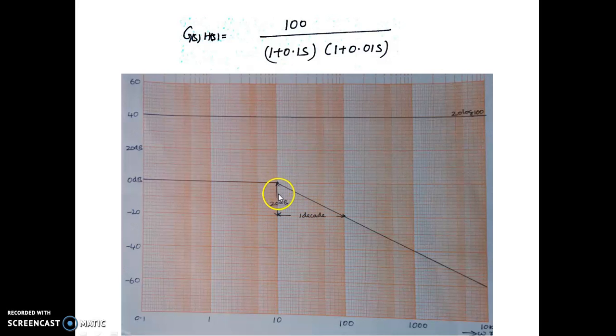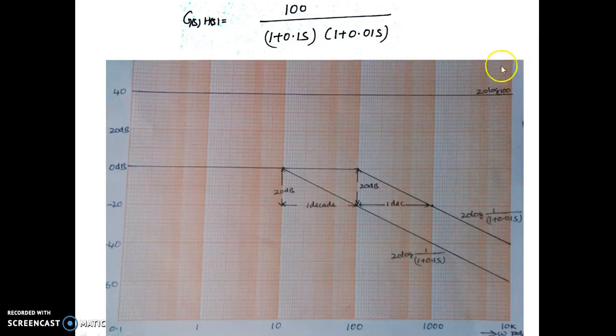So from this point 20 dB down is minus 20 dB, and this is 1 decade. So this slope is minus 20 dB per decade. So this passes through this point and it is extended till the end. So this line now corresponds to 1 over 1 plus 0.1 s. Similarly, let us try to plot the magnitude plot for the third term, that is 1 over 1 plus 0.01 s. Now this is a representation of the second term, which is 1 over 1 plus 0.1 s.